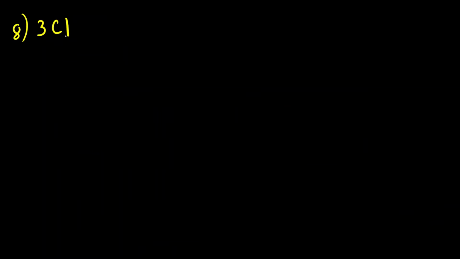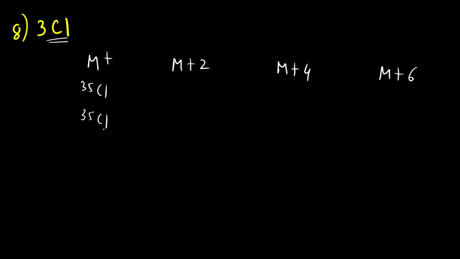Okay, similarly we can find out when there are 3 chlorine atoms. M plus 2, M plus 4, M plus 6. 3Cl, M plus, so use the atom of lower atomic mass. Lower atomic mass in Cl is 35Cl. So 35Cl, 35Cl, 35Cl. M plus 2, again do the same exercise. Increase the mass of any one of the isotopes. Let's say the first one I have increased, the remaining two will be same.